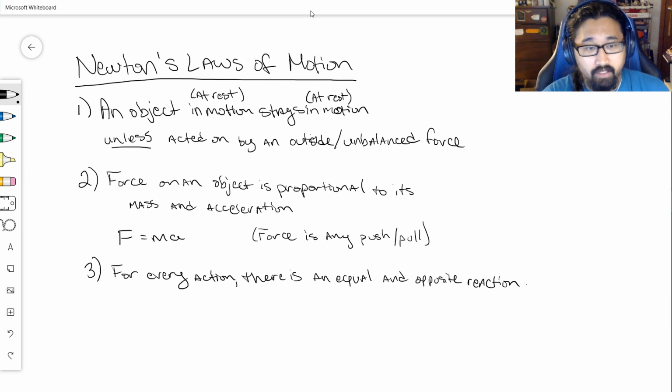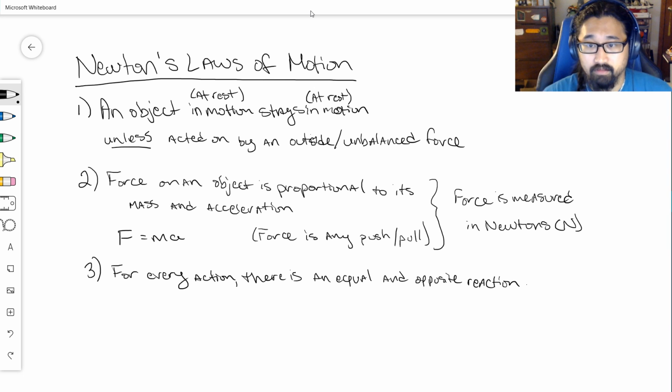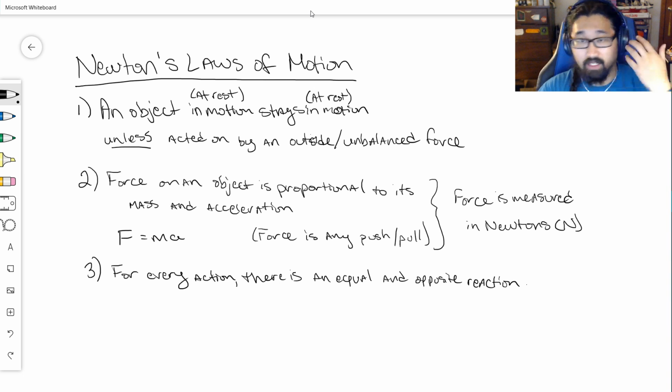All right. Now, also from F equals ma, force is measured in newtons, which is also N. So we measure mass in kilograms, velocity in meters per second, distance in meters, right? Force is measured in newtons.